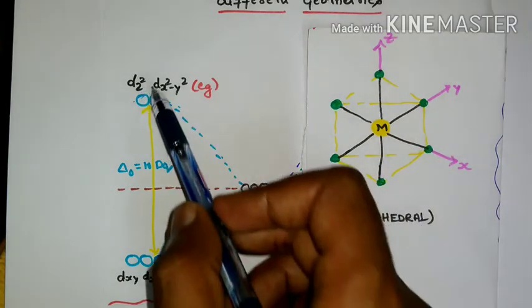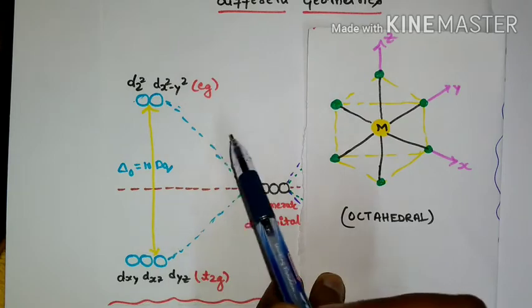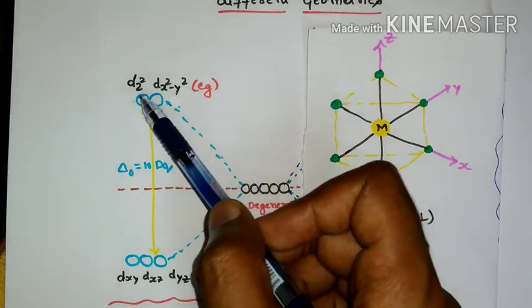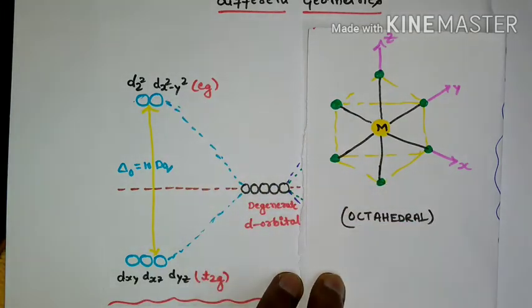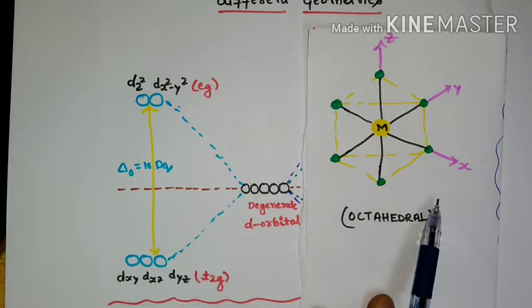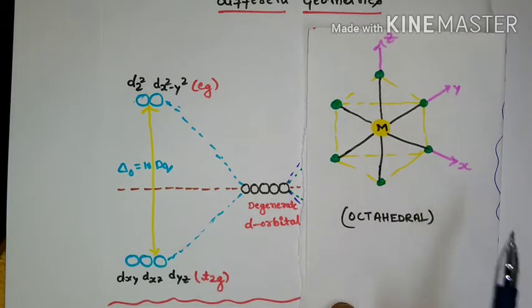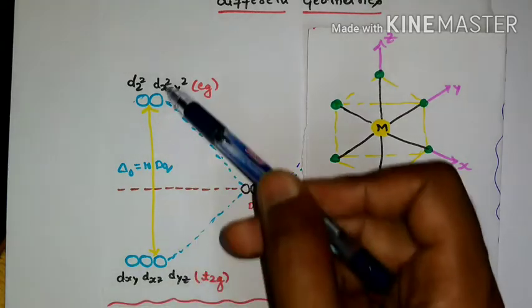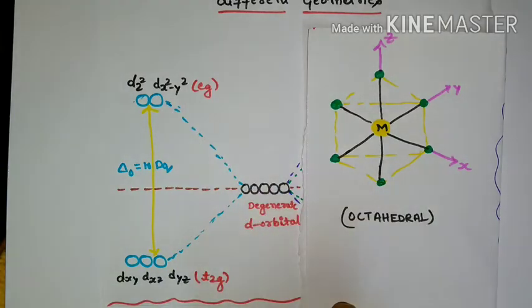So the d orbitals which are lying along the axis, their energy will increase. That is dz square and dx square minus y square. These are the two orbitals which are lying along the axis. Their energy will increase. Whereas the remaining three orbitals, that is dxy, dxz, dyz, their energy will decrease because they are lying in between the axis. So this is regarding crystal field splitting in the case of octahedral geometry.